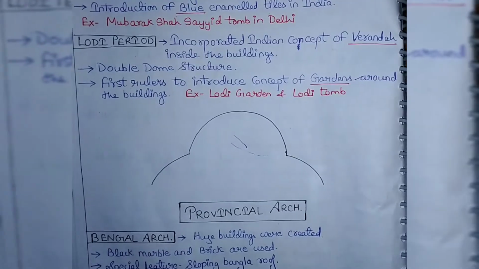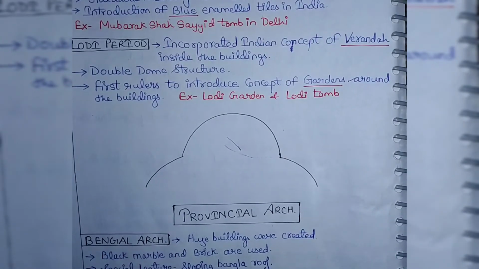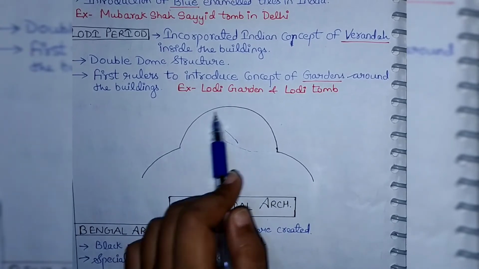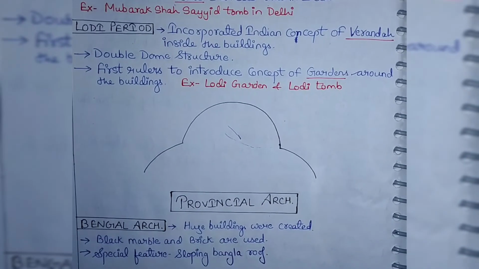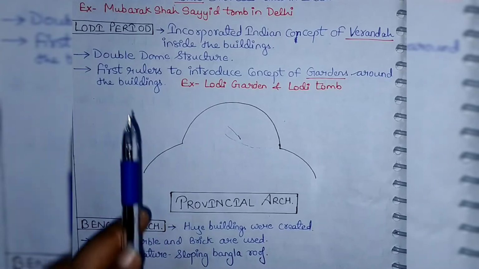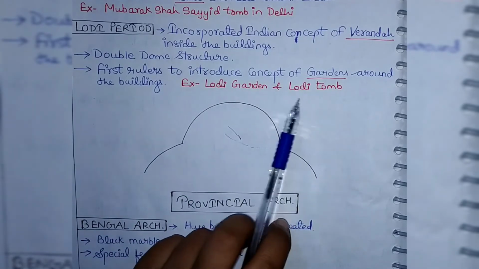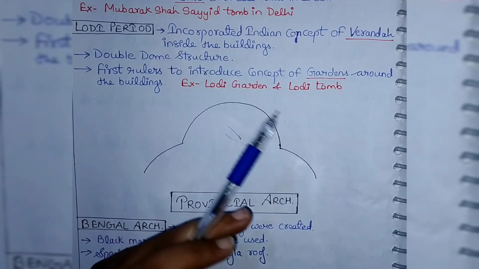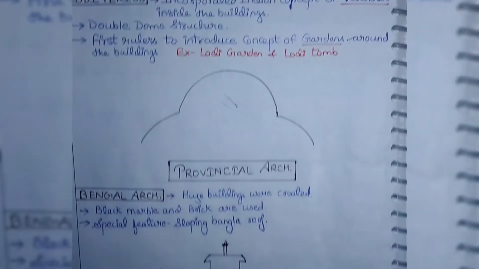Next is the Lodhi period. They incorporated the Indian concept of veranda inside the buildings, a word we are very much familiar with. Next, double dome structures were used, like you can see here in the diagram. This is the first dome and above it the second dome was created. They were the first rulers to introduce the concept of gardens around the buildings. Example, Lodhi Garden and Lodhi Tomb.